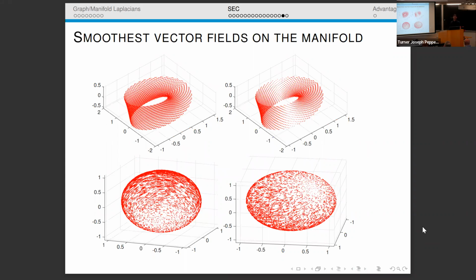But then you can just start throwing graphs into this thing and see what you get, and you get cool pictures. So you throw in a Mobius band, and these are the first two eigenvector fields of the one Laplacian on the Mobius band.